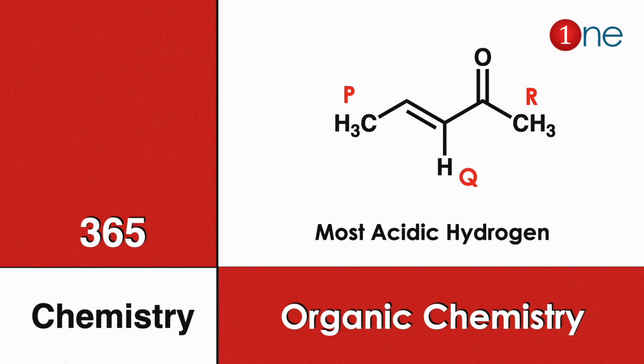Here, three different hydrogens are labeled P, Q, R. Among that, you have to find the most acidic hydrogen.